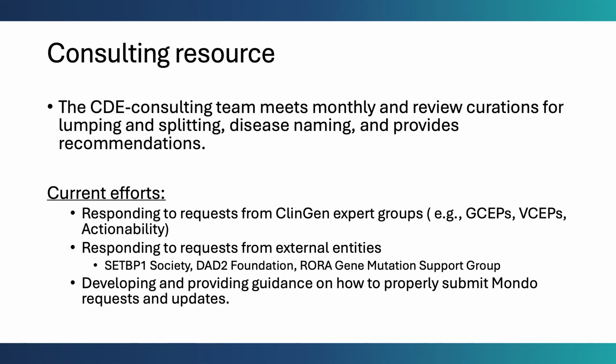So again, going on to that consulting team and resource, we meet monthly and we review curations and lumping and splitting, disease naming, and we provide recommendations back to groups. We respond to requests from ClinGen expert panels, and we've done that several times now over the last almost year. I think we launched in September of last year. We also respond to requests from external entities. Some examples are we've gotten emails from the SET-BP1 Society, DATA2 Foundation, as well as the Aurora Gene Mutation Support Group that's through Facebook. We're also working to develop and provide guidance on how to properly submit Mondo requests and updates, but you'll see what our technical team wants to do in the future for you all.